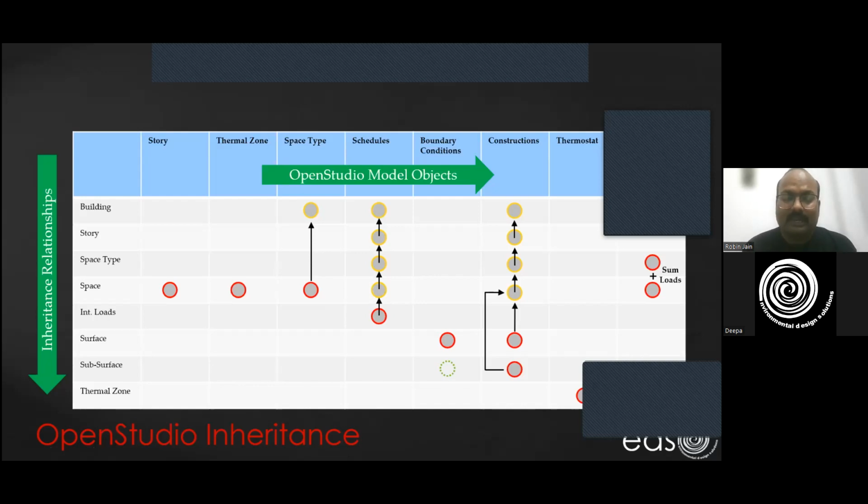OpenStudio has this inheritance property, where you can define any parameter at different levels, starting from the building level to the building story level, then the space levels. Again, it depends at what stage of the project you are coming in. If you are involved in the project at a later stage, it's not quite necessary to follow the inheritance pattern, because it won't affect your energy modeling as much.